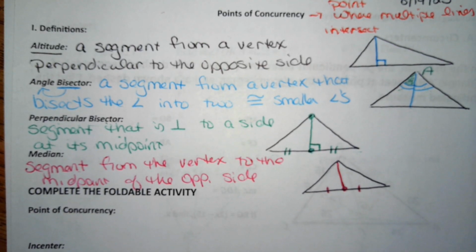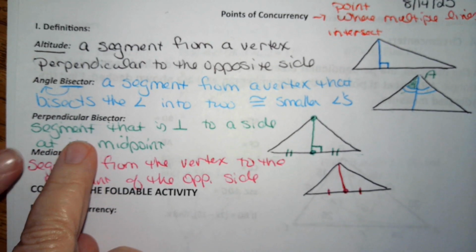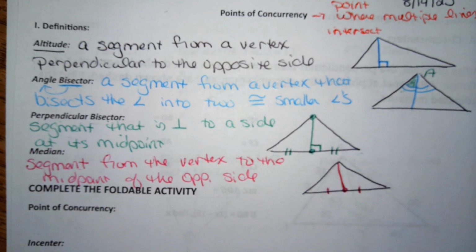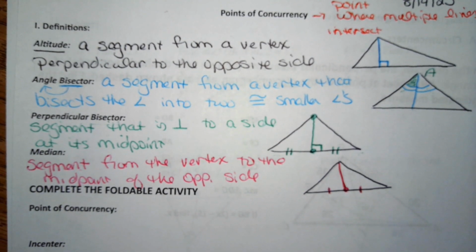Now, notice here, 3 out of those 4 statements says it's a segment from the vertex. The perpendicular bisector doesn't say it's from the vertex, does it? Sometimes it will be from the vertex, sometimes it will not be from the vertex, depending on the type of triangle you have, whether it's obtuse, right, or acute.